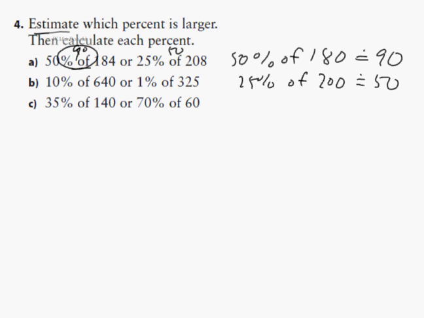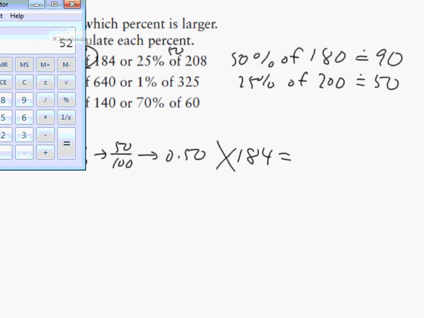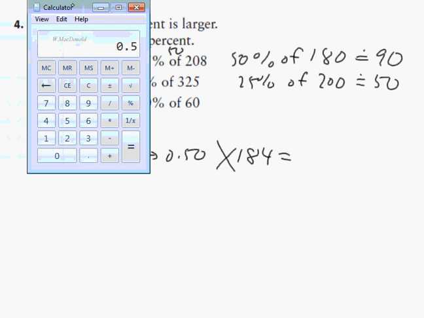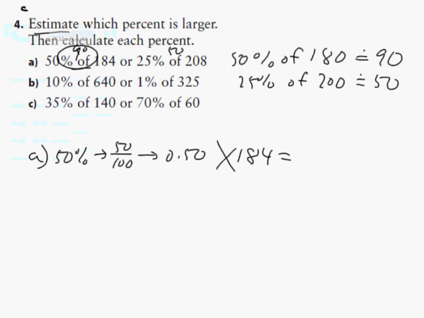Okay? Now to actually do the calculation, you could do 50% of it, or if you're using a calculator, 50% is really 50 out of 100, which is really 50 hundredths. So instead of doing 50%, I can really think of it as being decimal 50, or just decimal 5, multiplied by 184. And if I use a calculator for that, decimal 5 multiplied by 184, your answer is 92. And if I think of what is half of 184, it's also 92.